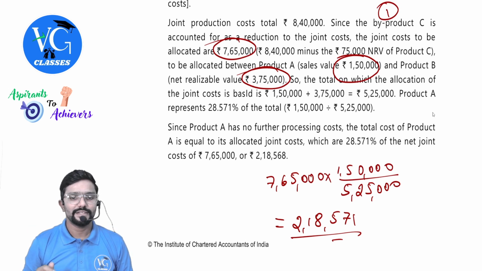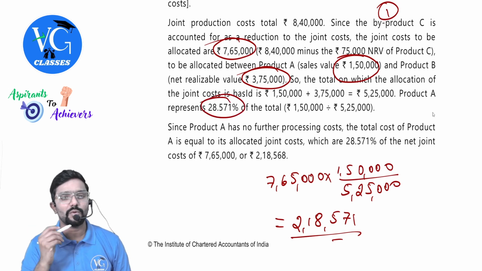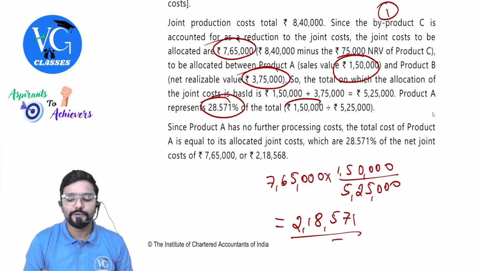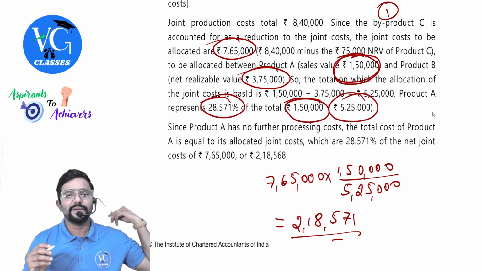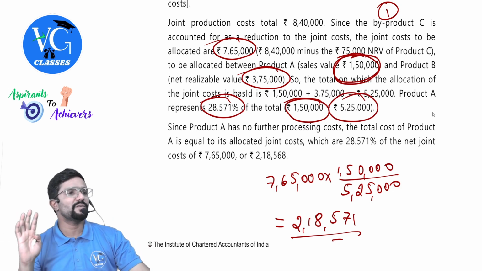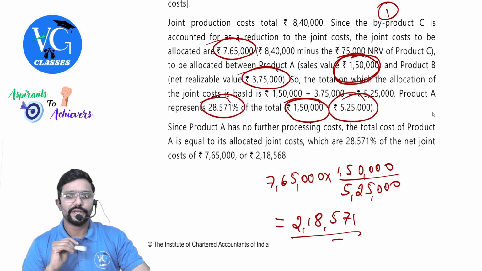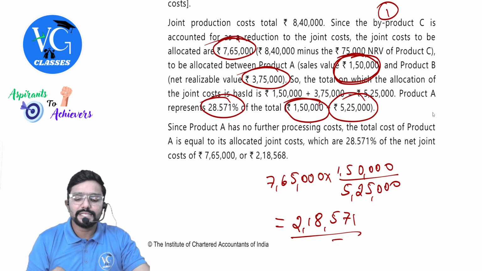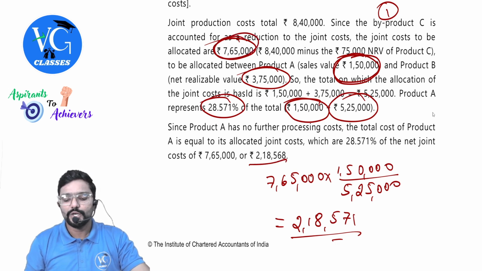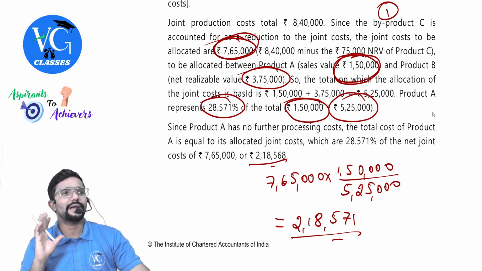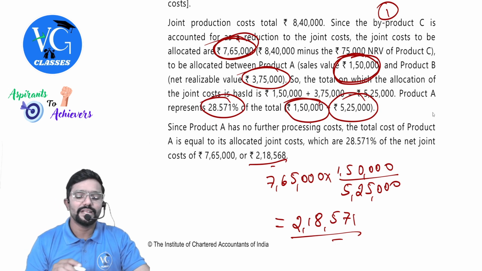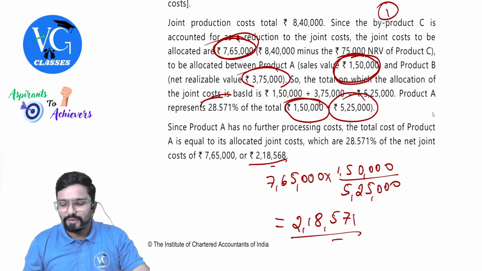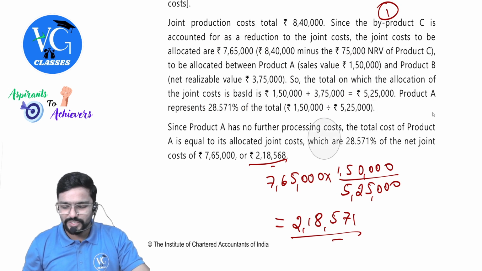Listen here. They have calculated the percentage. What is that percentage? 1,50,000, the net realizable value of product A, divided by the total 5,25,000. It is coming to around 28.571 and they have rounded it up. Now apply it on 7 lakh 65,000. How much are you getting? 2 lakh 18,568. They have done it theoretically, but I don't suggest writing so many stories.